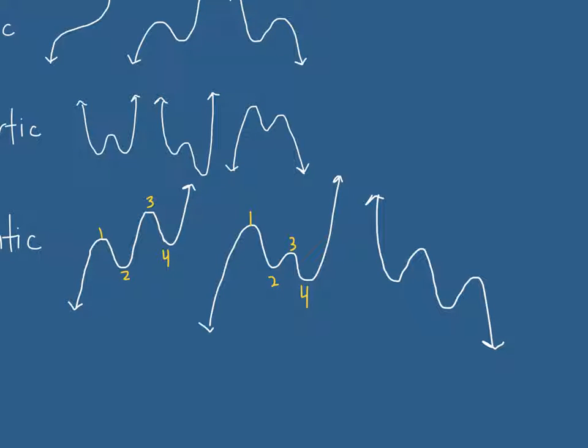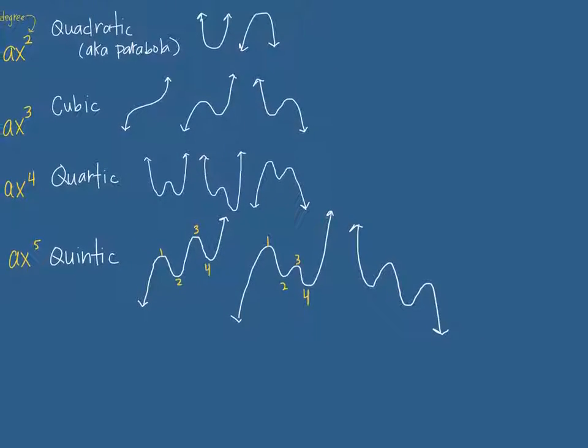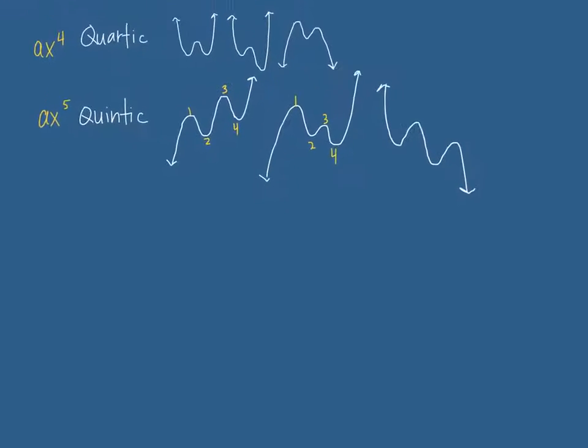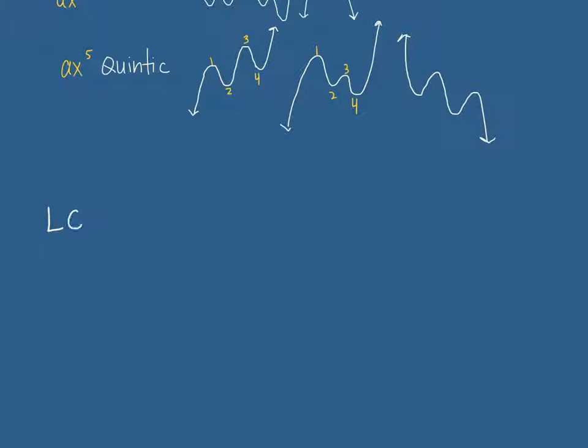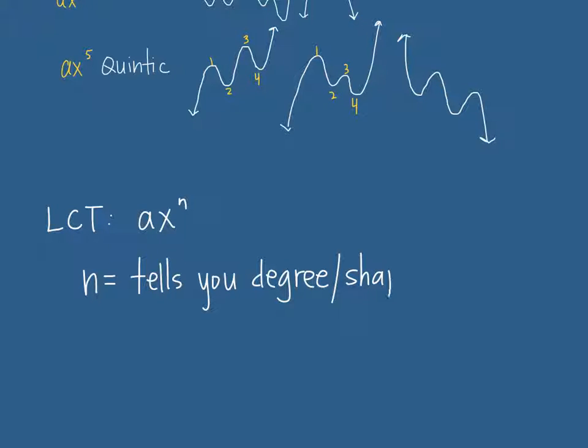So the lead coefficient test helps you to know the degree so that you know the shape, and it helps you to know whether or not it's going to be a reflection. So here's the actual test. We call it the LCT, ax to the n. n tells you the degree, which connects you to the shape, and it will have n minus 1 turns in it, 1 less.